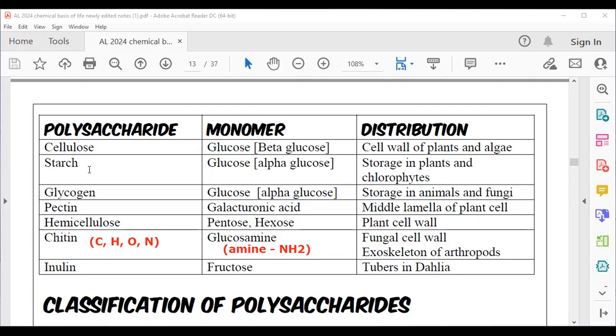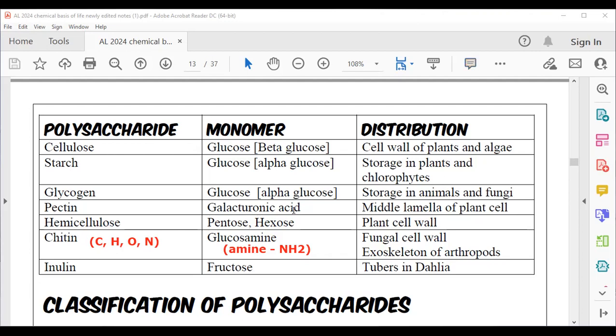Right. And finally, inulin. Inulin, if you consider, it is a storage polysaccharide. But the speciality is, it is a polymer of fructose. Not a polymer of glucose. It is a polymer of fructose.